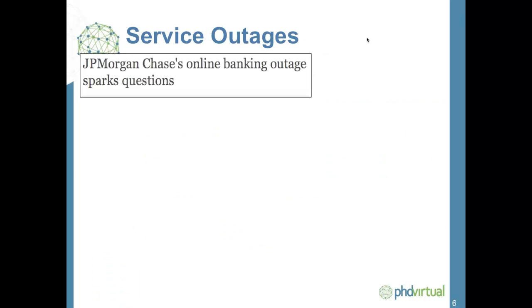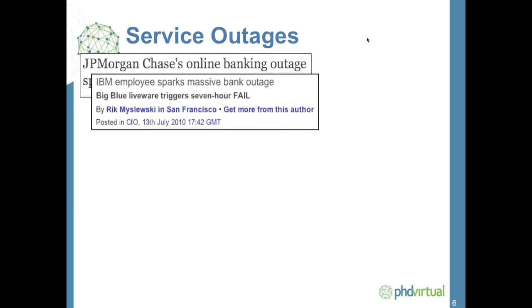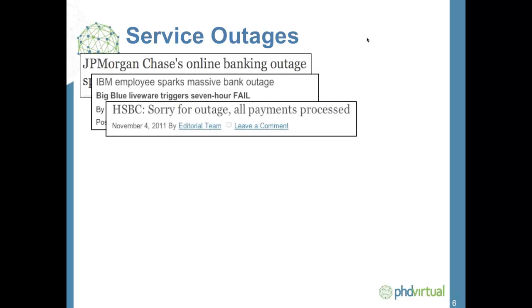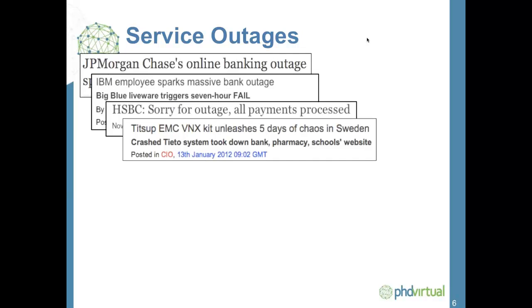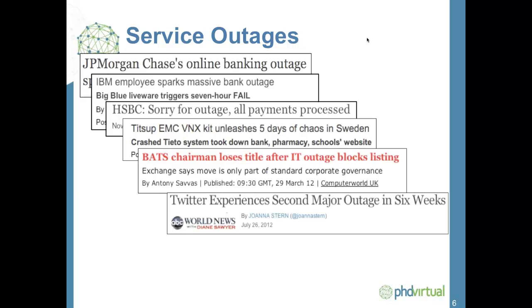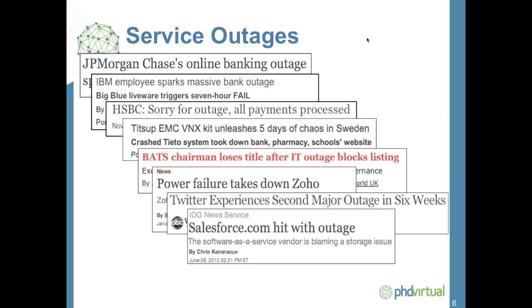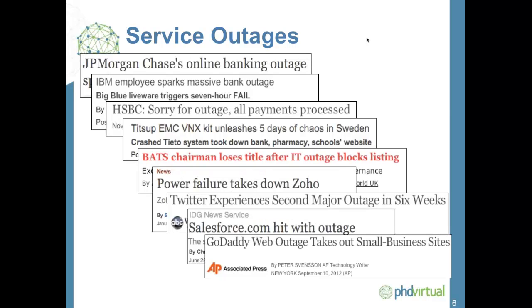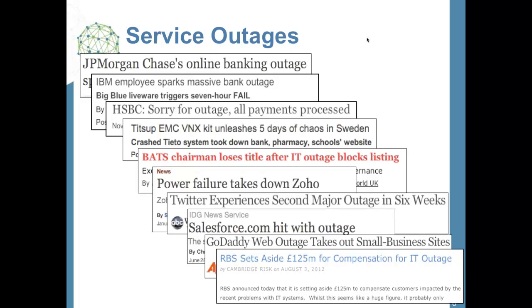So just to give you an example, there are some service outages coming up on the screen. These are just some of the ones that have been reported in the news. But these are basically very large organizations that may have things like high availability data centers, a whole host of different things, but they still have problems because there are lots of different reasons that your services could be interrupted.